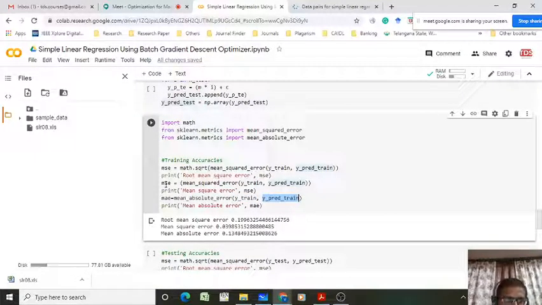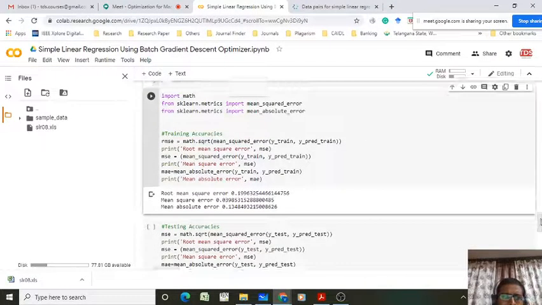Similarly, if you want to calculate the mean square error, call mean square error, pass the actual value and predicted value, and it will give the mean square error. Then RMSE means square root, math.sqrt, of mean square error. It will give the RMSE, MSE and MAE on the training data set.